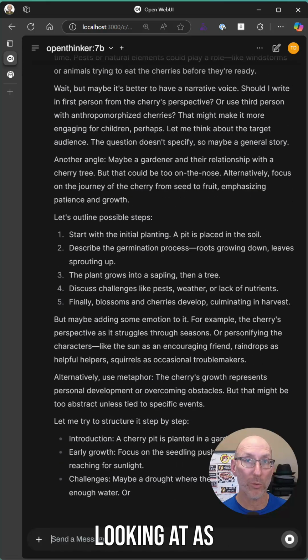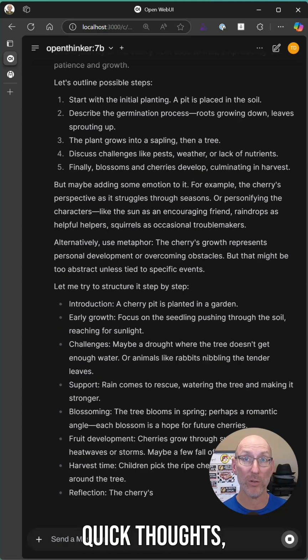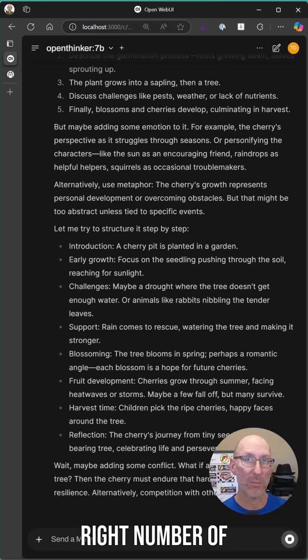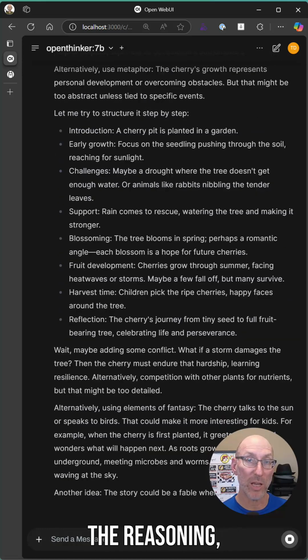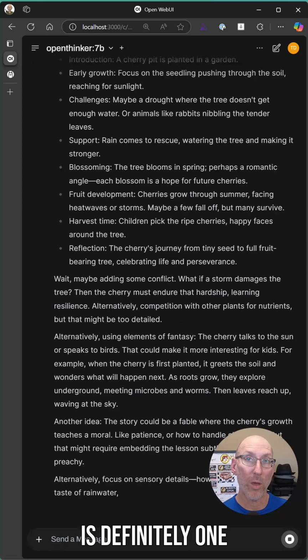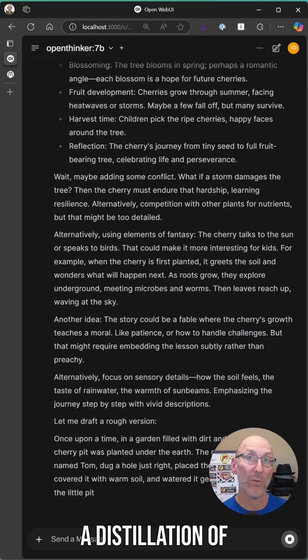Definitely well worth looking at as far as a model that gives you a good, quick response, has about the right number of parameters from a structured output standpoint, and looking at the reasoning is definitely one that was surprising given that it's a distillation of the DeepSeek model.